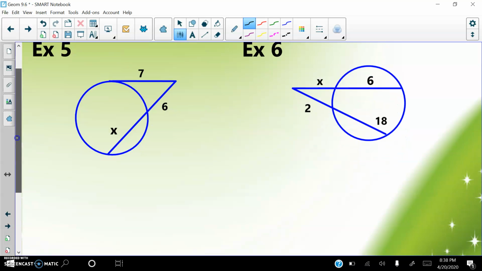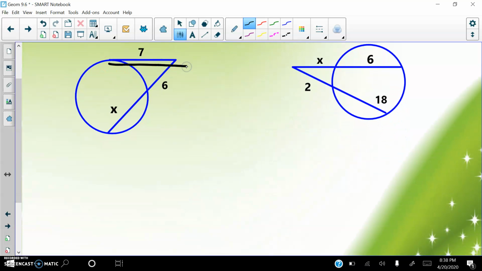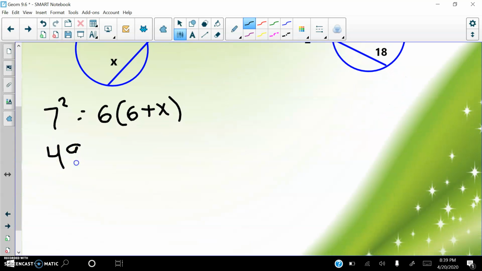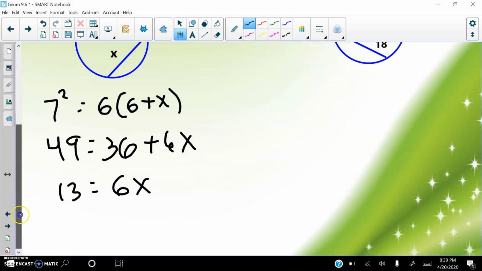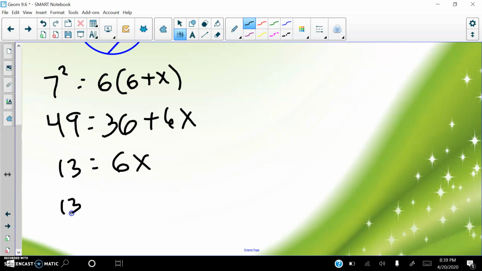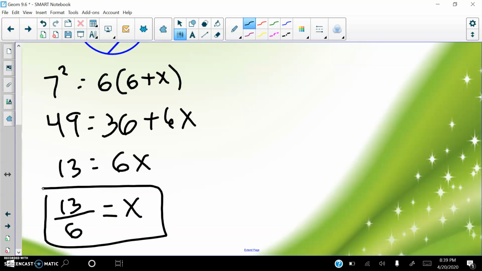All right, kind of the same thing, but this is on the outside now. So I have 7 squared is equal to the outside x times the whole thing, 6 plus x. So 49 equals 36 plus 6x because I'm distributing. If I subtract 36 from both sides, I get 13 is equal to 6x. Divide both sides by 6, and x is equal to 13 over 6. Try to keep it fractions. Fractions are your friends.